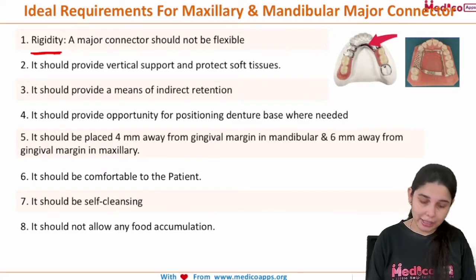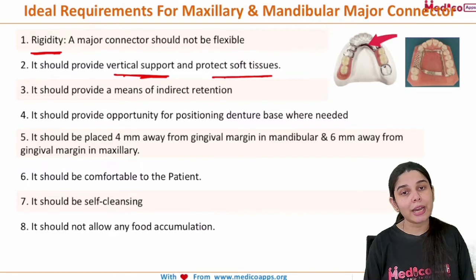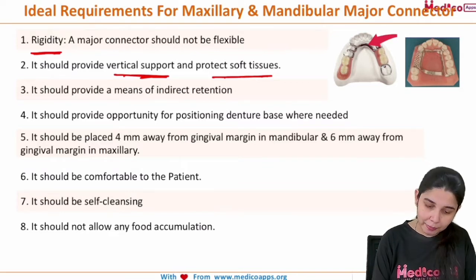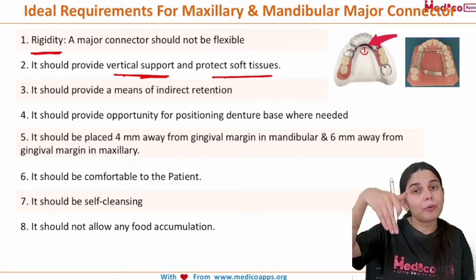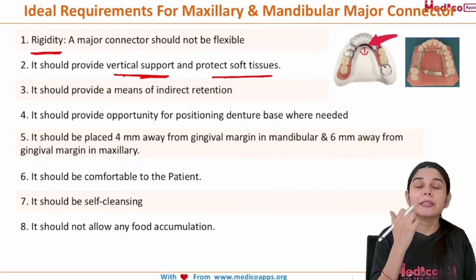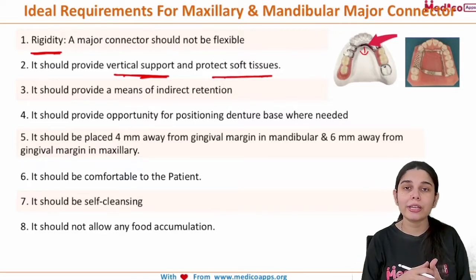The second one is that it should provide vertical support and protect soft tissues. What do you understand by that? Vertical support means the support which is given towards the gingiva, and protecting the soft tissue means it should protect the gingiva of the oral cavity.